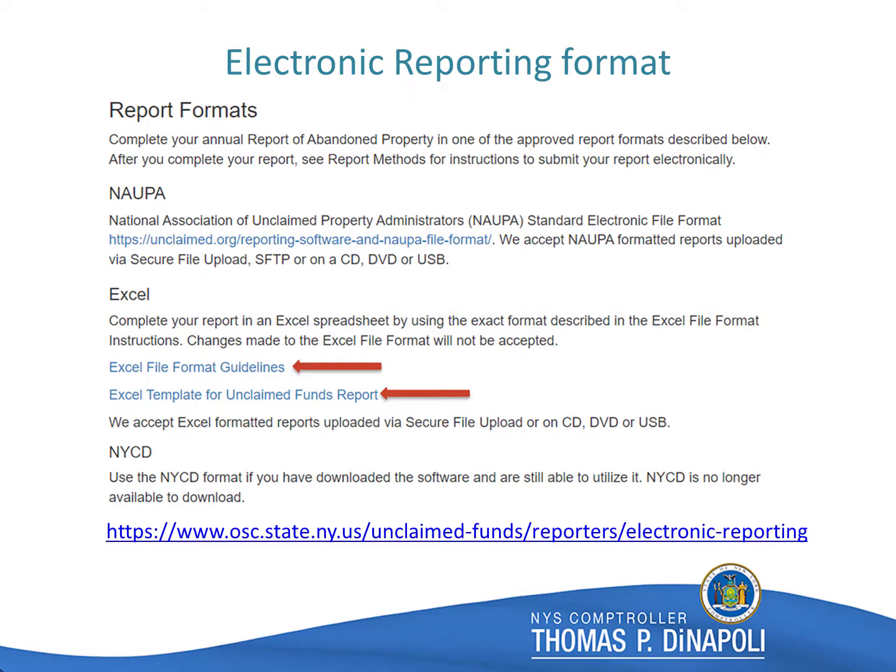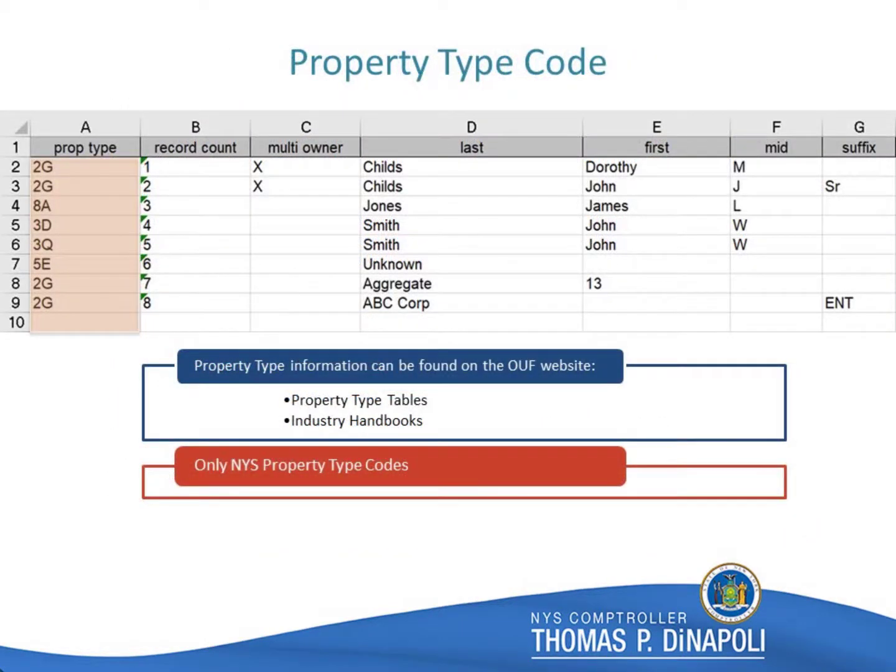Under Report Formats, select Excel template for Unclaimed Funds report. Download a new version every year to ensure you are using the most up-to-date version of the template. Do not change any formatting, freeze panes, or delete any columns within this spreadsheet. If you are using the copy and paste function, use paste values. Do not use formulas.